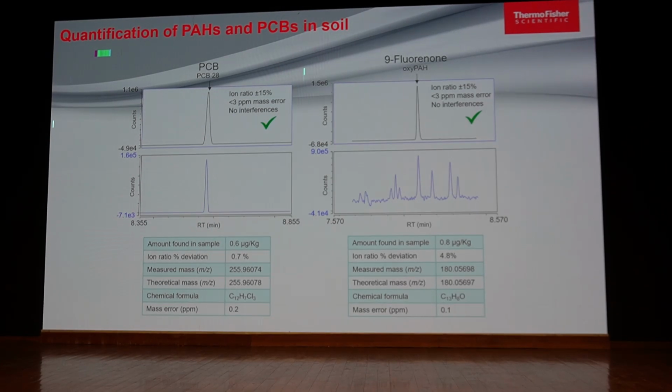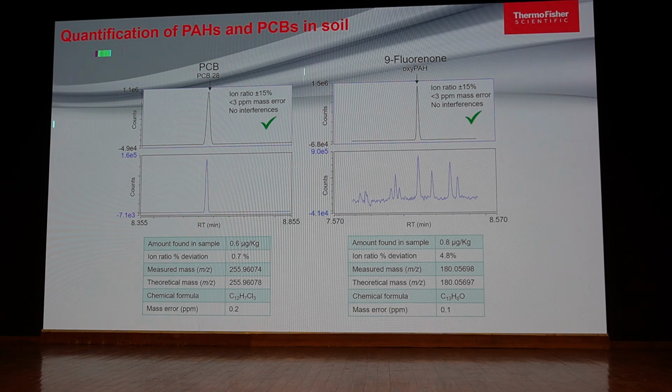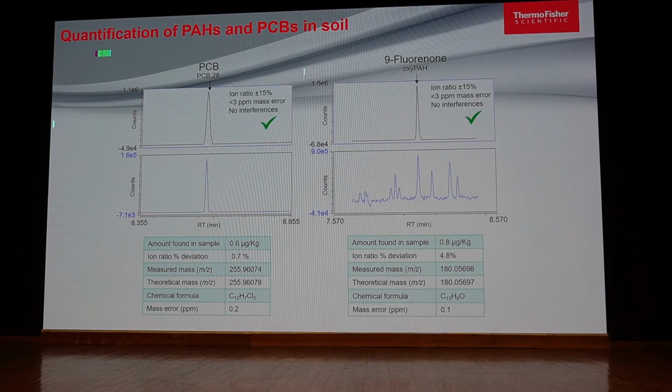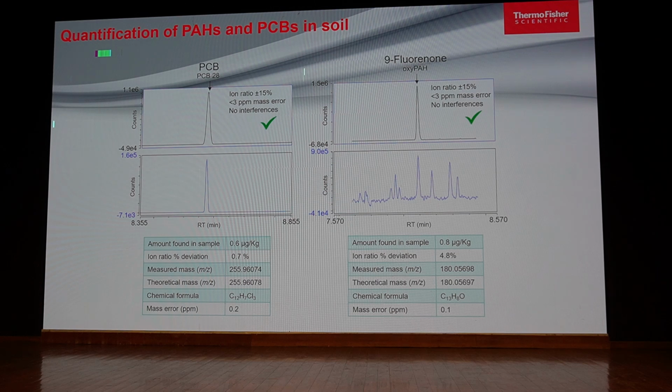On the left side you can see the extracted ion chromatogram, where you can nicely see that the background noise level is very nominal, or at least I can say negligible. So you can expect a very nice signal-to-noise ratio.